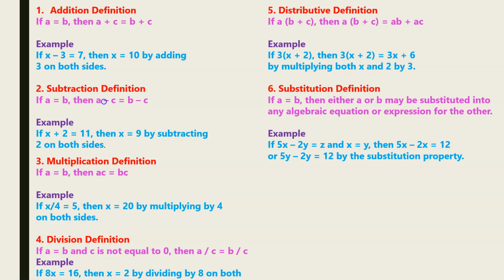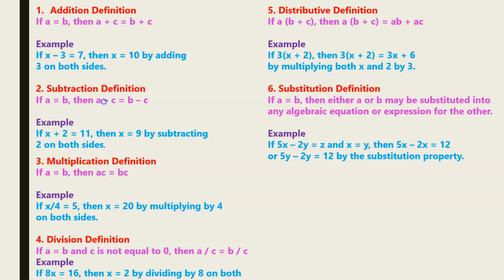The same thing will happen if we're talking about subtraction. We subtract the same number from both sides of the equation. A minus C will be equal to B minus C. An example shows us how it works. x plus 2 equals 11. The undo operation, the inverse operation for addition, is subtraction. In this case, we have to subtract 2 from both sides. We will have x on the left side, and 11 minus 2 will equal 9.